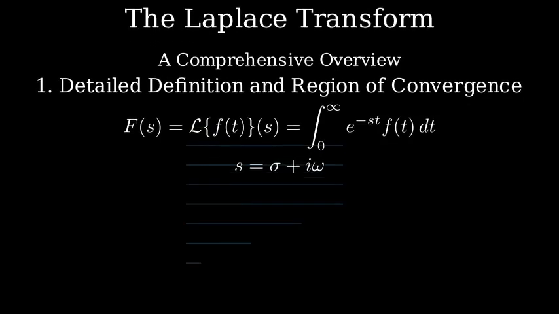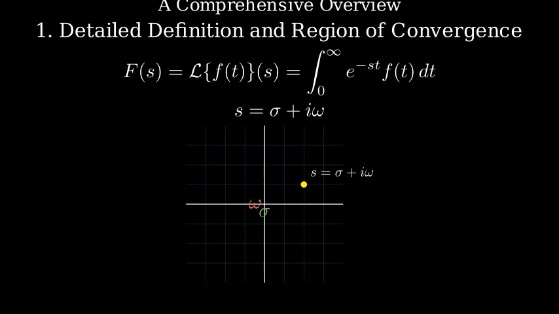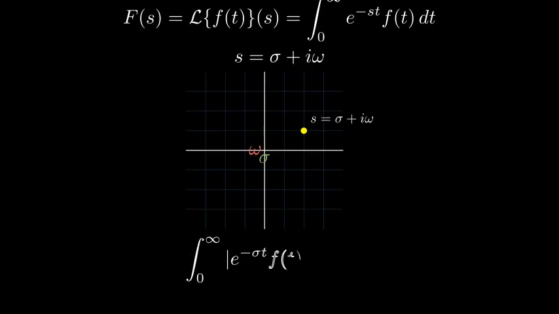Here, s is a complex number that can be written as sigma plus i omega, where sigma is the real part and omega is the imaginary part. Now, this improper integral doesn't always converge. It only converges for values of sigma, the real part of s, that are large enough to satisfy this condition: the integral from 0 to infinity of the absolute value of e^(-sigma t) times f(t) dt is finite.